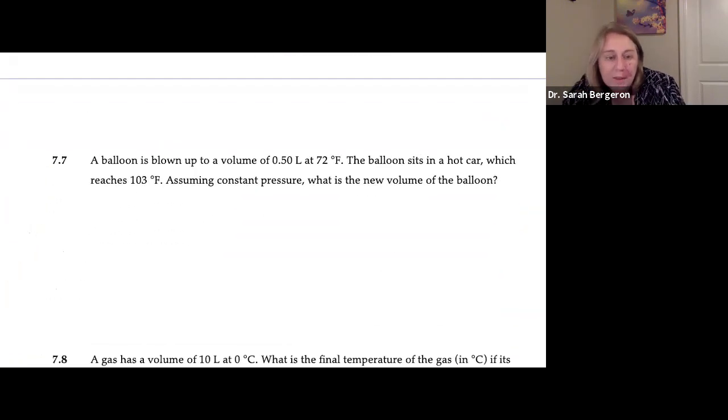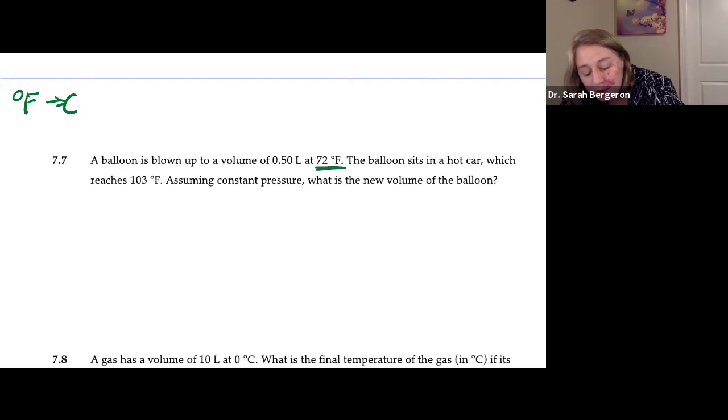Okay, 7.7. A balloon is blown up to a volume of 0.5 liters at 72 degrees Fahrenheit. I can't believe the book gave you this one. It's Fahrenheit. It's the big F. Y'all know that's the F word to me, right? I'm not going to give you anything in Fahrenheit. Yes, you have the formula to convert, but I'm not testing you on that on this exam. So remember, if you're given something in Fahrenheit, this is a pain in the butt.